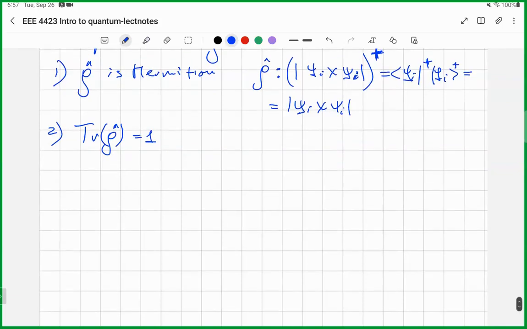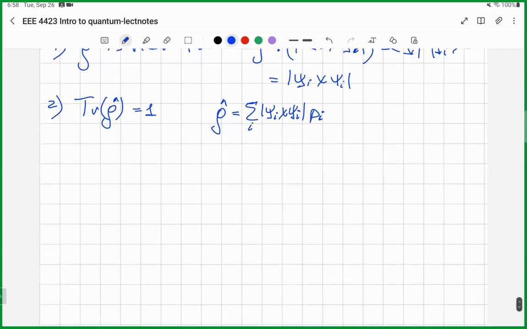It's instructive to prove this one too. So the density operator, by definition, is equal to the sum of p_i times psi_i psi_i, and the summation runs over i. i is the number of the subsystem. Okay, so what is the trace?